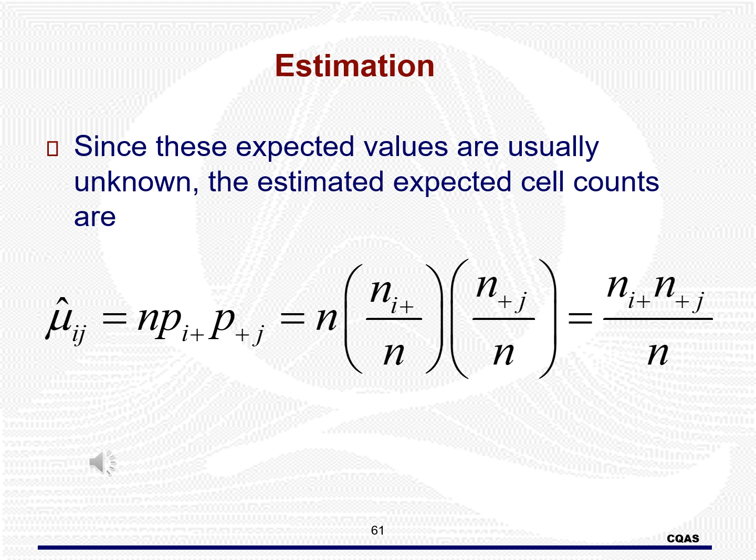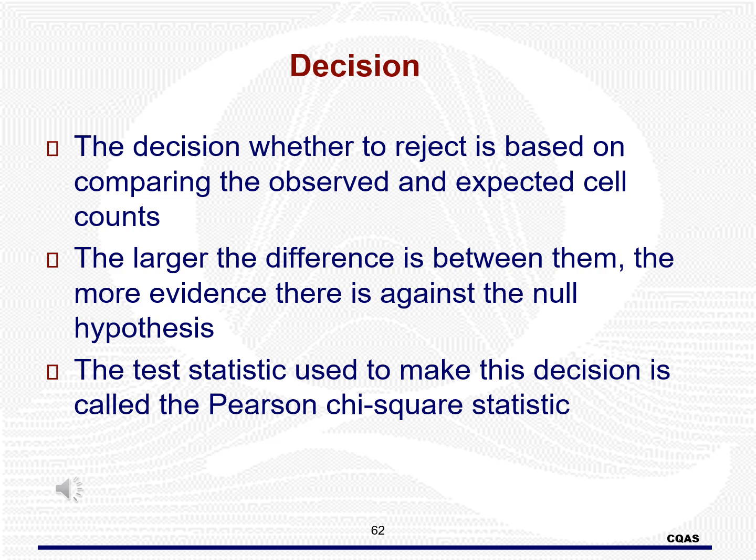Usually the expected counts are unknown, so we will estimate them using the observed cell counts as given in the slide. To decide on whether to reject or not, we will assess how close the expected counts are to the observed counts. The larger the difference between these two, the more evidence there is against the null. We will use the Pearson chi-square test to assess this situation.